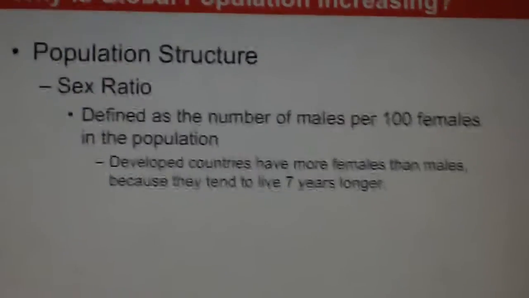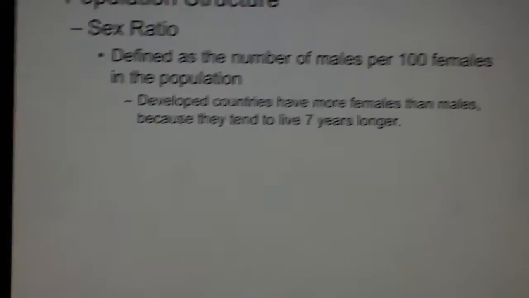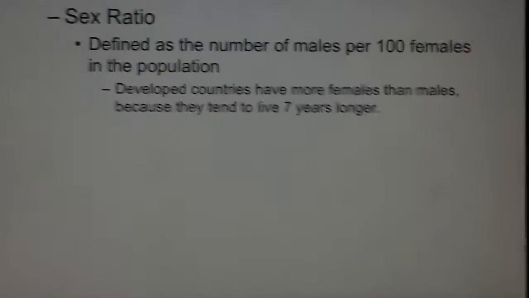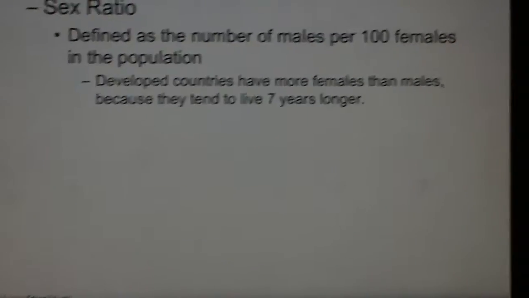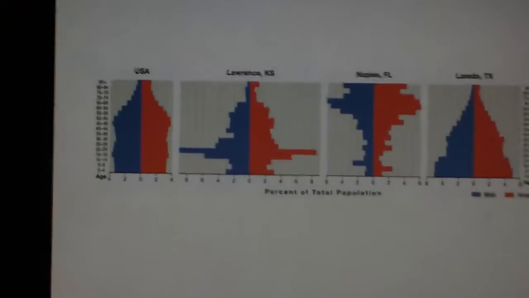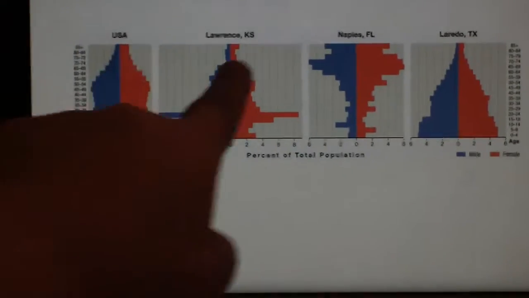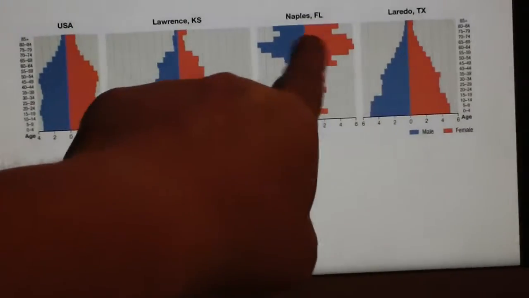Okay, the next thing that a population pyramid shows us is the sex ratio. This is the number of males per females in the population. Developed countries tend to have more females than males, and this is because females live 7 years longer. So once again, all the ones that we looked at here, we saw that there are more females than males.